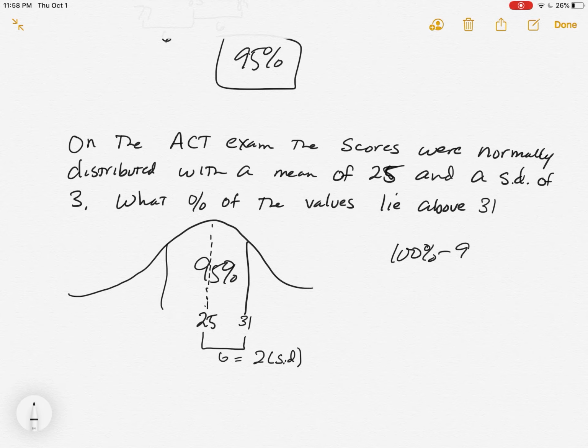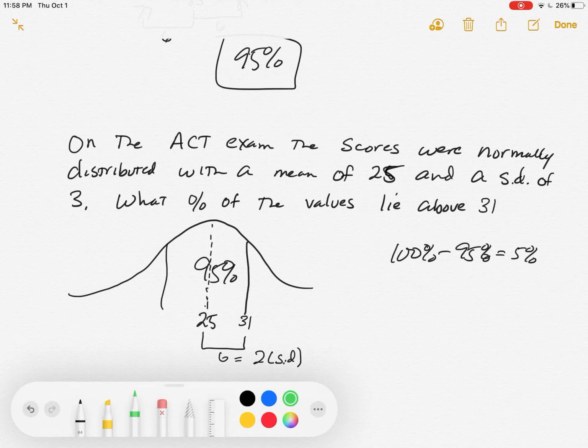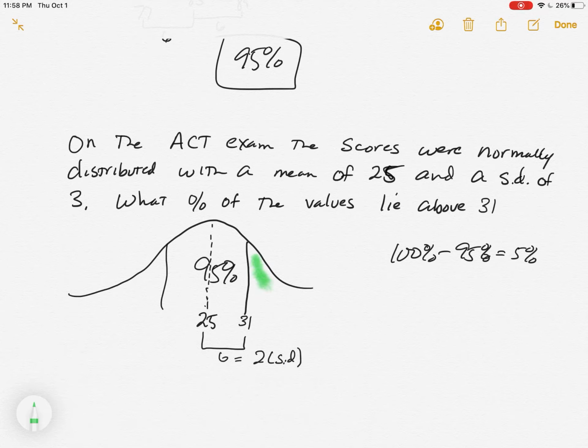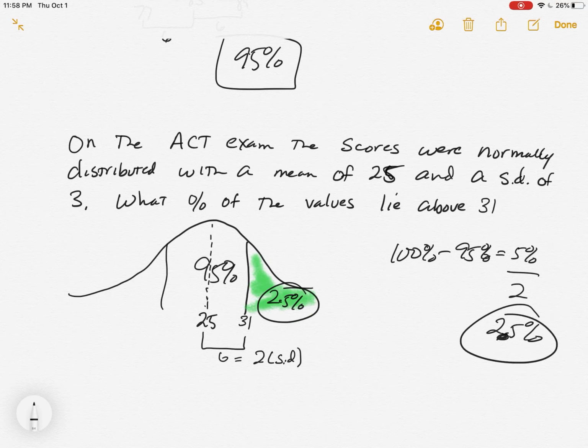100% minus 95% is 5%. Well, 5% is what's in the outside 2 tails combined. We only want one of them. We only want this guy, which represents half of that 5%. So I got to take that 5% and divide it by 2 to get 2.5%, right? You'll have your calculators. This is 2.5%. That's your answer, 2.5%, half of 5%.